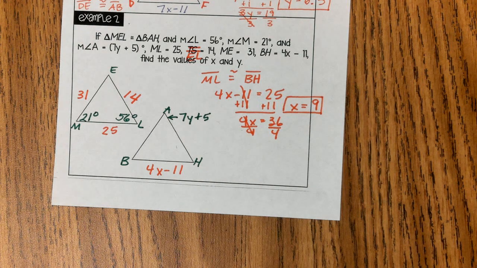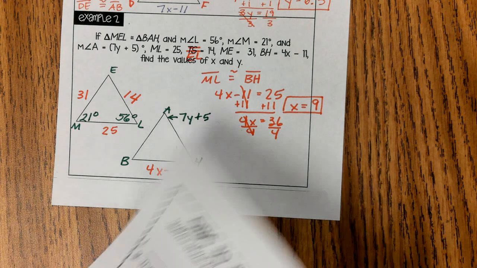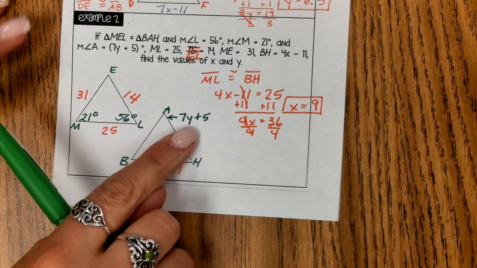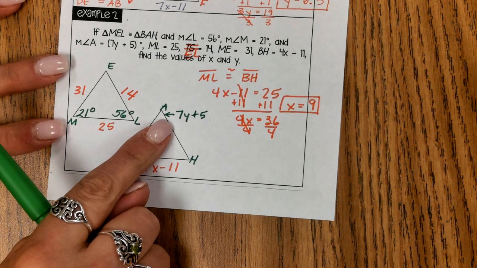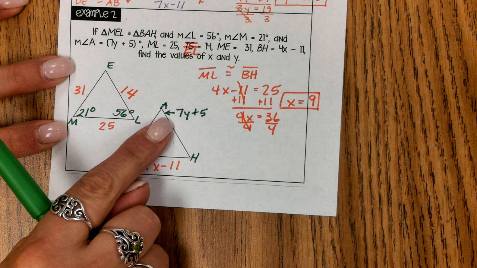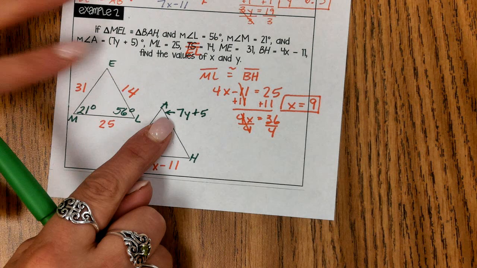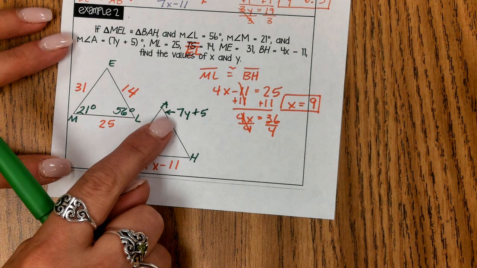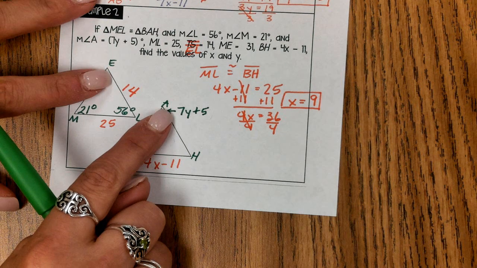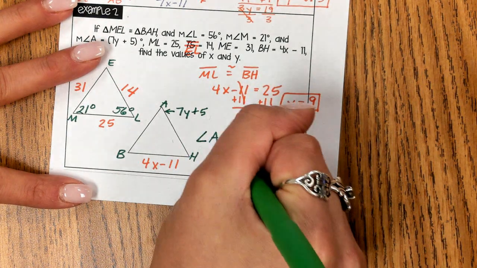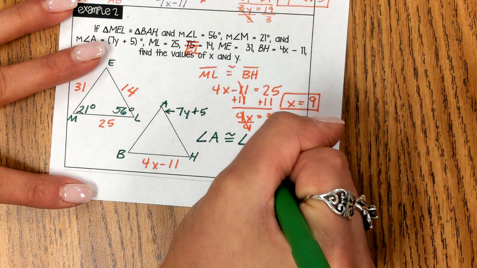Okay, so my second equation is going to involve the y. So if I'm looking at 7y plus 5, this is an angle measurement. Okay, so this angle is corresponding to what angle on this triangle? Angle E. Those are going to be corresponding angles, right? So we could say that the measure of angle E is congruent to the measure of angle A.